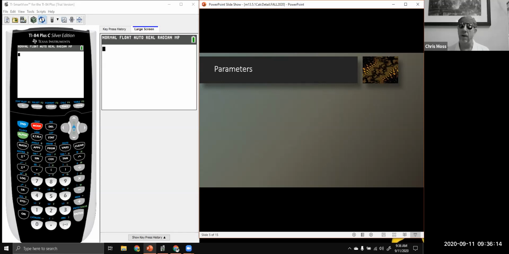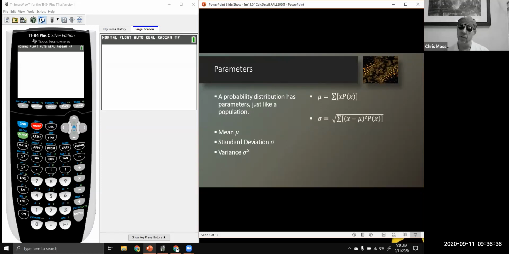Now, let's talk about the parameters. A probability distribution has parameters, just like a population. There is a mean, mu, a standard deviation, sigma, and a variance, sigma squared. You'll note the Greek notation that is common for items when we talk about parameters of a population. I've included the formulas here because this is what our calculator will be using, and you've already encountered them in the PowerPoint presentation and in the text. But here we're going to have our calculator use them. We won't use them directly.